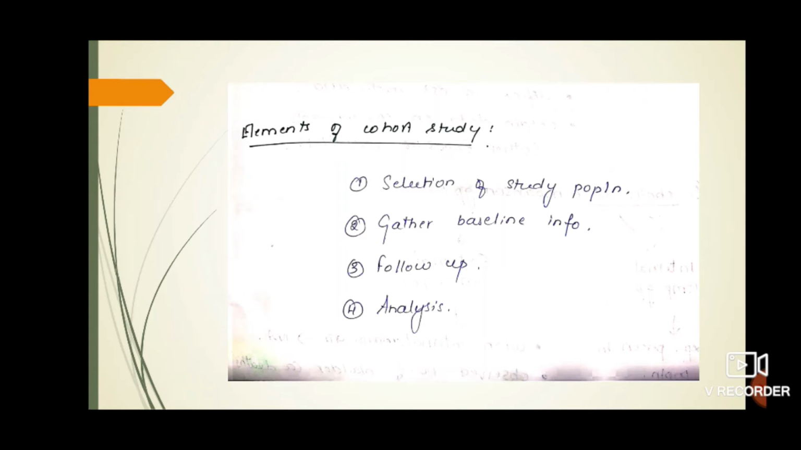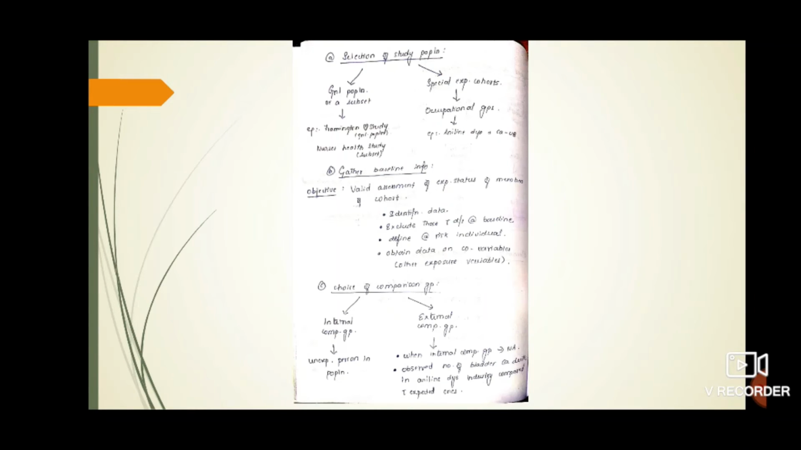The elements of a cohort study include the selection of a study population, gathering of the baseline info, the follow-up, and then the analysis. What we have to keep in mind during the selection of the study population is that we can either do it in a general population or a subset. For example, the Framingham Heart Study was done in the general population, and some studies like the Nurses' Health Study take a subset of the population, called the nurse population.